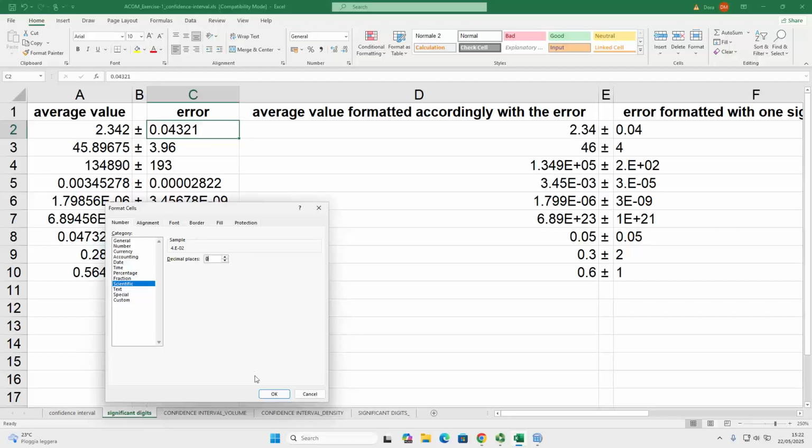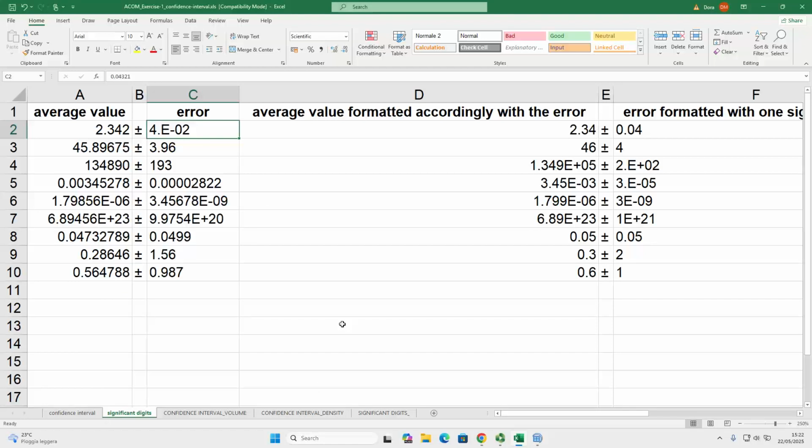Okay? So the correct formatting is this. 4 multiplied by 10 to the minus 2. So I have formatted the error with only one significant digit. That is this: a natural number multiplied by a power of 10. In this writing, this is the order of magnitude of the error, 10 to the minus 2. And this tells me that only the digits that are of order of magnitude equal or higher with respect to 10 to the minus 2 will have an experimental meaning. They will be significant. Of course, it is easier to write this like that, 0.04, but this writing and this writing are the same thing.